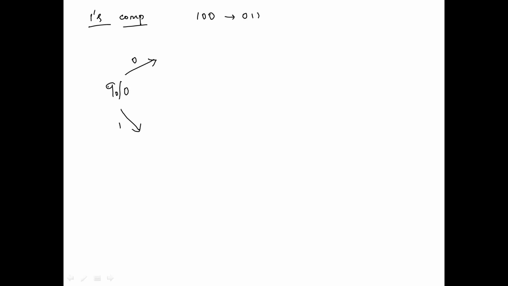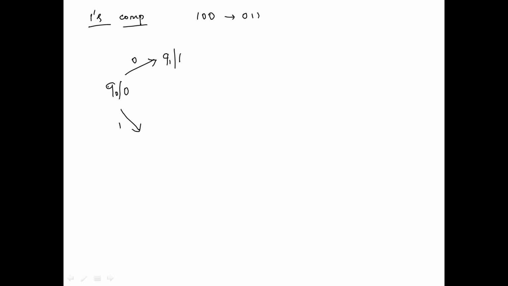In the 0 path, when the input is 0, it reaches Q1, but it has to emit a 1 because it is a complement. When the input to Q1 is 0, the output should be 1. We land in the state by seeing a 0, so for 1's complement, when I see a 0, I should emit a 1.